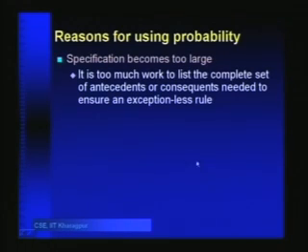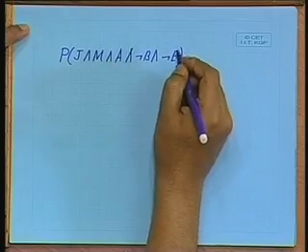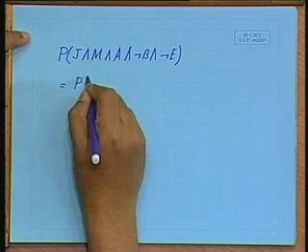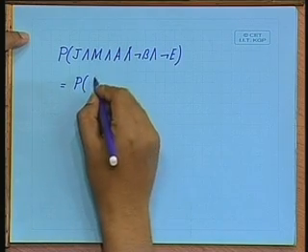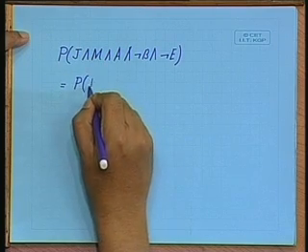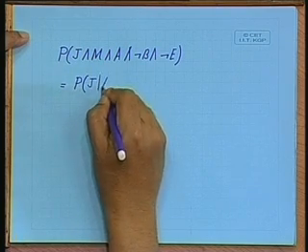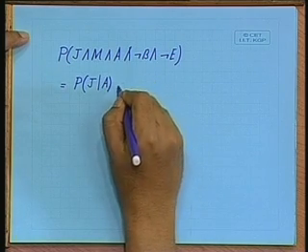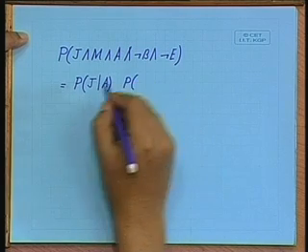Now, what are the reasons for using probability? One is that without using probability the specification becomes too large, as we were seeing. You have to explicitly enumerate. So, what we will do here is we will start breaking this up as follows. We will break this up as probability of J given A, and times probability of, okay, why J given A?